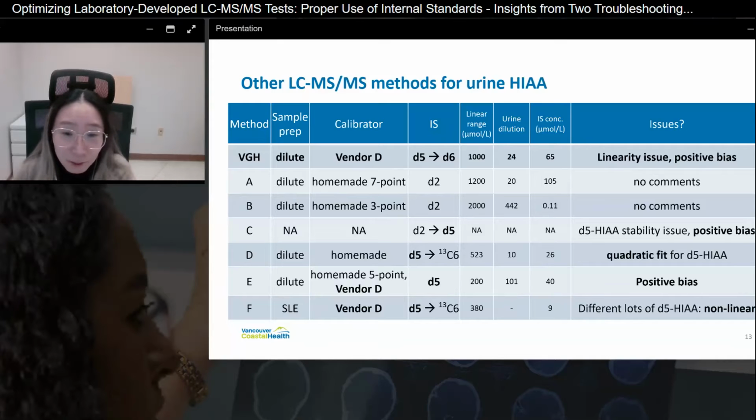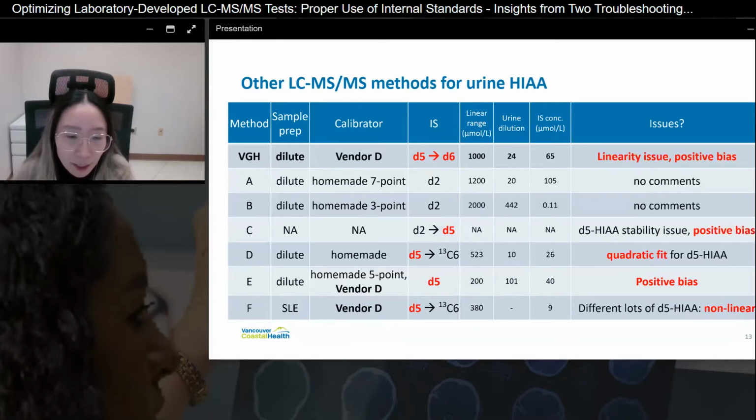Some interesting results actually popped out here. We found that in studies using a deuterated internal standard that has the deuterium at the indole rings of HIAA, we see similar problems reported. And in some papers, they also mentioned potential stability issues of these internal standards.